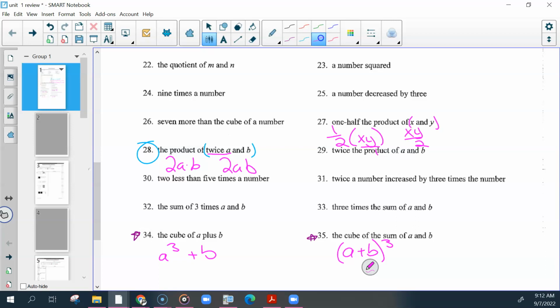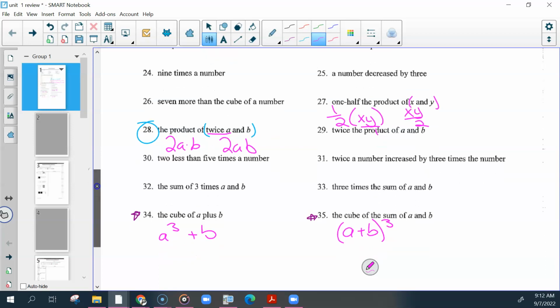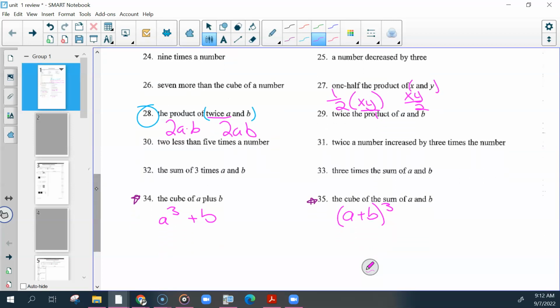Other ones? Yeah. 32. The sum of 3 times A and B. The sum of means what? Addition. We are adding these things together. We are multiplying these two things together. So 3 times A and then plus B. So always look for that, because it'll tell you these two things are going together.